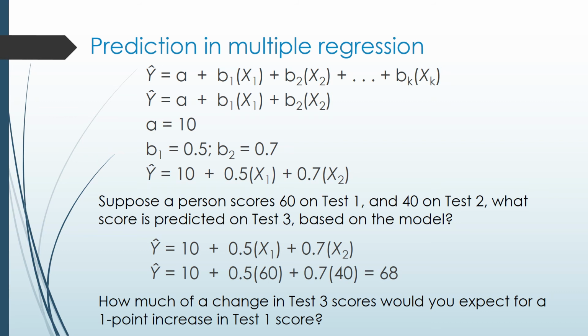And so that tells me that if my score on the first test, test 1, goes up by 1 point, I would expect my score on test 3 to go up by a half a point, 0.5, taking into consideration the other variable that's there, the x2, or the other test score. So if the other test score was held constant, I would expect a half a point increase if I got 1 point higher on test 1.